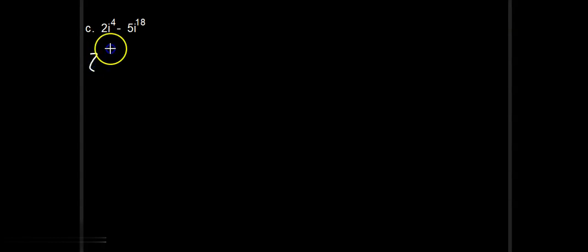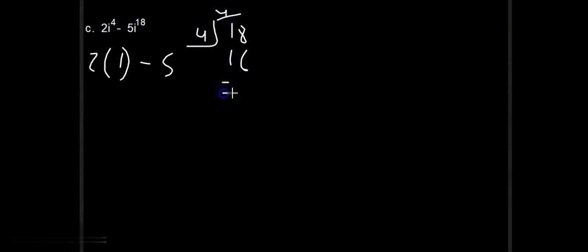So it will be 2 times i to the 4, and i to the 4 is always what? It is always 1. I don't want you guys to forget these 4 basic formulas. So minus 5. Now I have to divide it by 4 since I got a little bit larger power. When you divide them, 4 times 4 is what? It is 16, and your remainder will be what? It will be 2. So now let me erase it. So this is 5 times i to the 2, and i to the 2 is always what? It is negative 1.